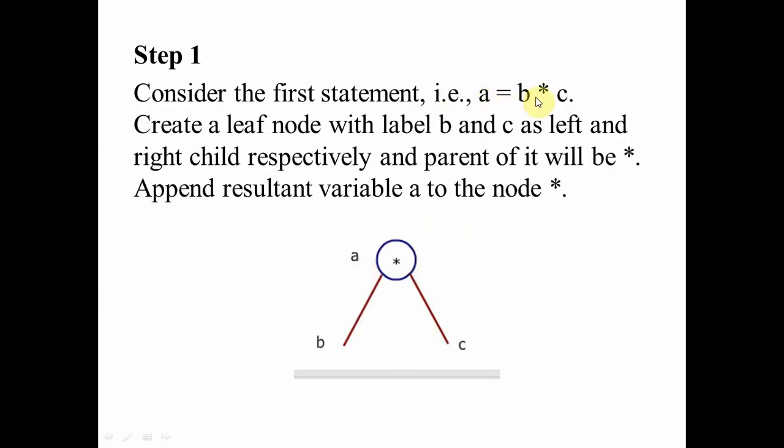First, A equal to B into C is taken. How can a DAG be generated? B into C: the operator will be assigned as an interior node, and the leaves will be the operands. Whatever is on the left hand side, that name or variable will be assigned to the operator node. So it can be considered as B into C is assigned to A.